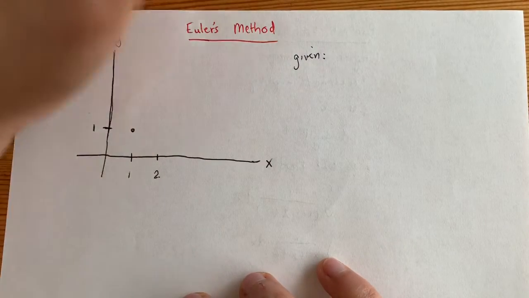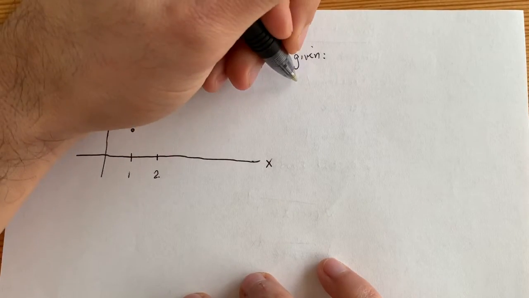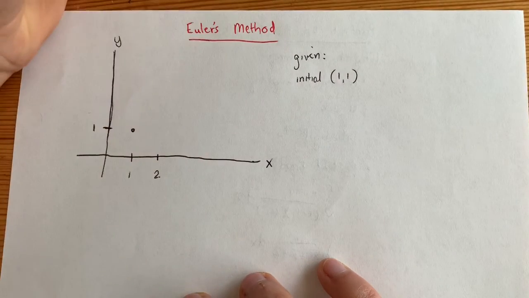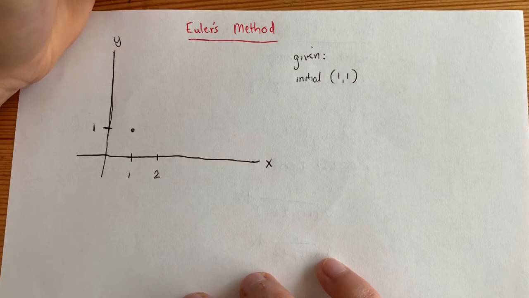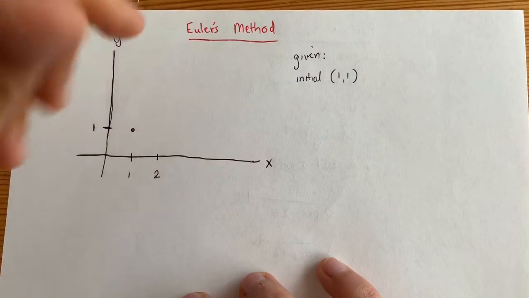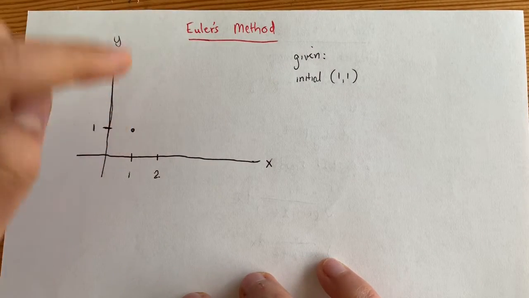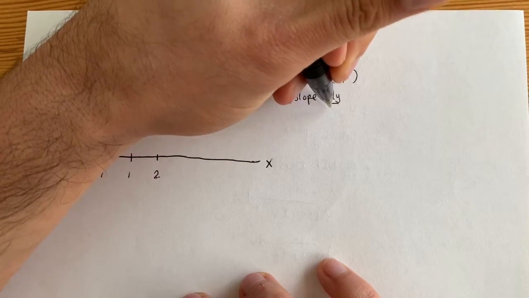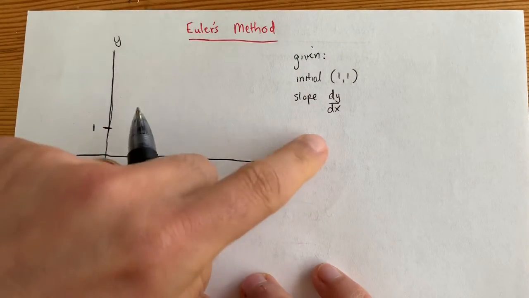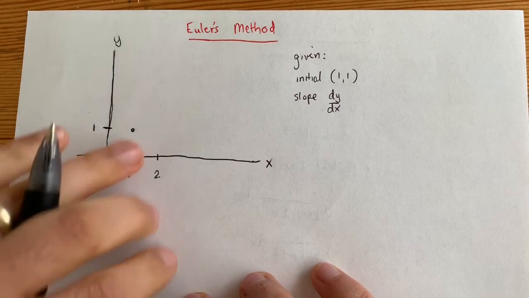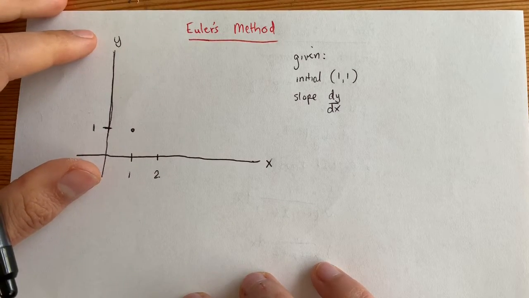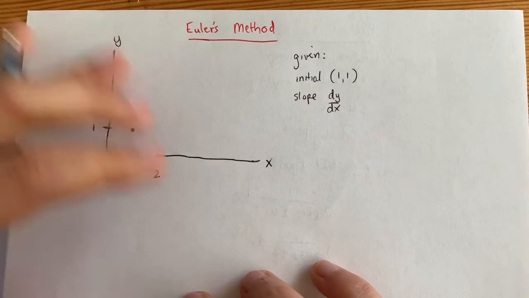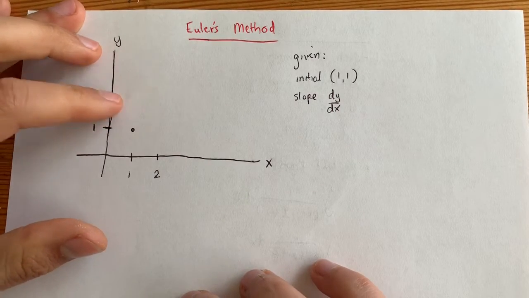Here's what I can give you: the initial point. The initial point was at (1, 1). I just made up (1, 1); not every problem is (1, 1). And the other thing I'm going to give you is the slope, or the dy/dx. So I give you the dy/dx, but I don't tell you what the original function is. And finding the original function would be impossible without computers, let's say.